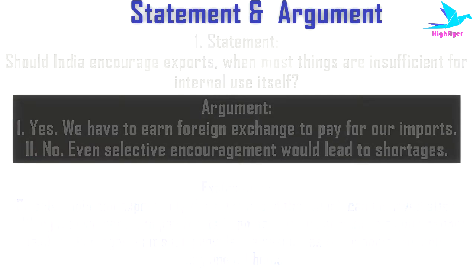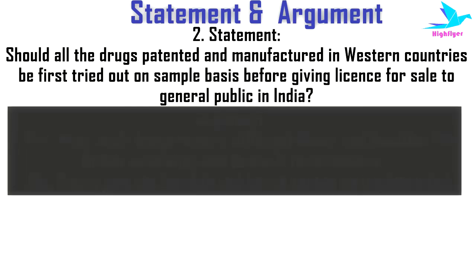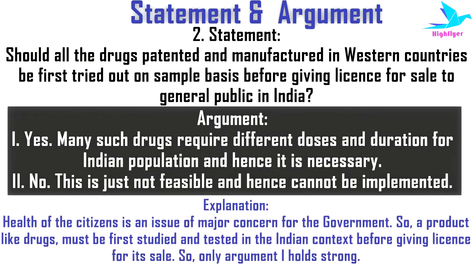Then example 2. Here the statement is, should all the drugs patented and manufactured in Western countries be first tried out on sample basis before giving license for sale to general public in India? Here the first argument is, yes, many such drugs require different doses and durations for Indian population and hence it is necessary. Now this is a very reasonable argument. Here a proper explanation of the reason is given. That's why it is strong enough.